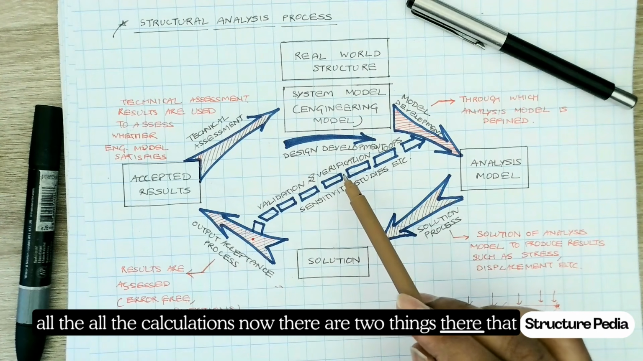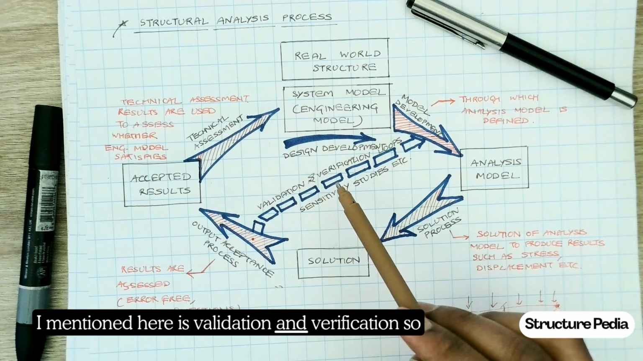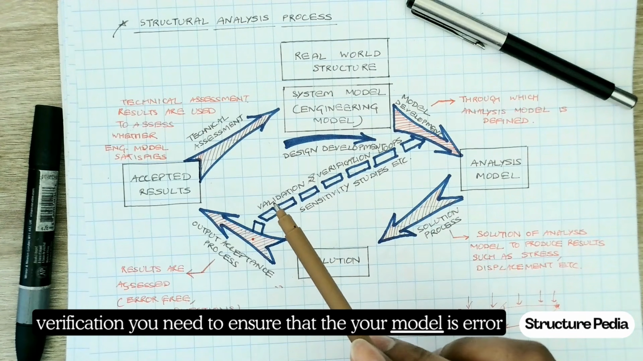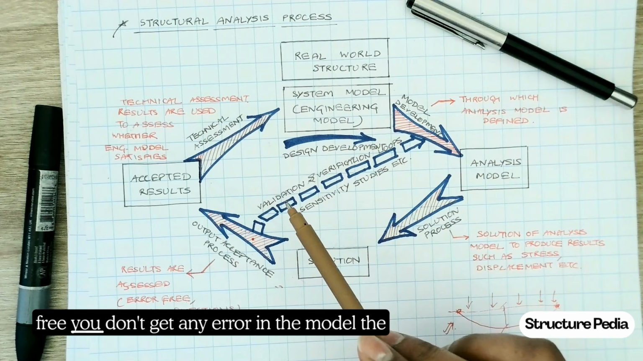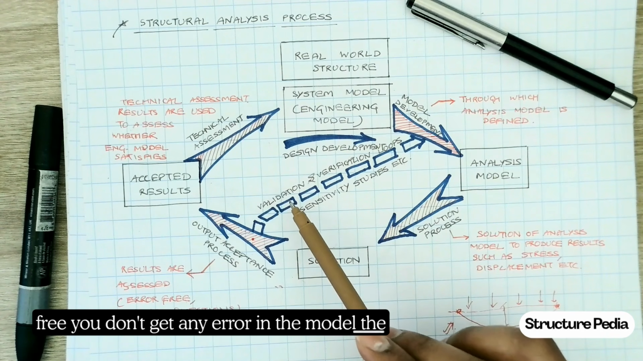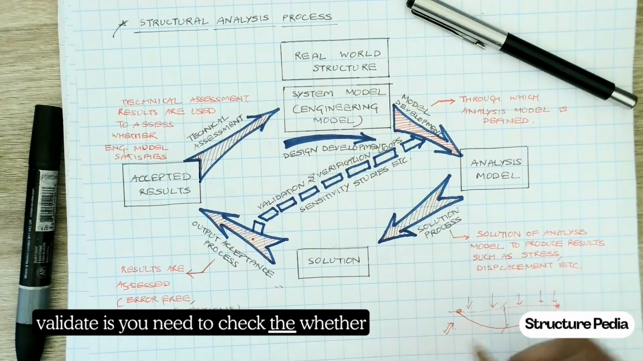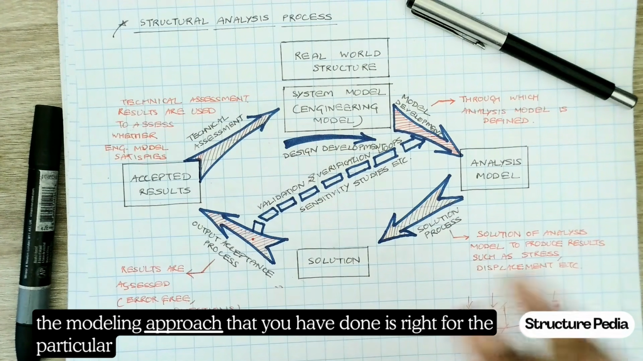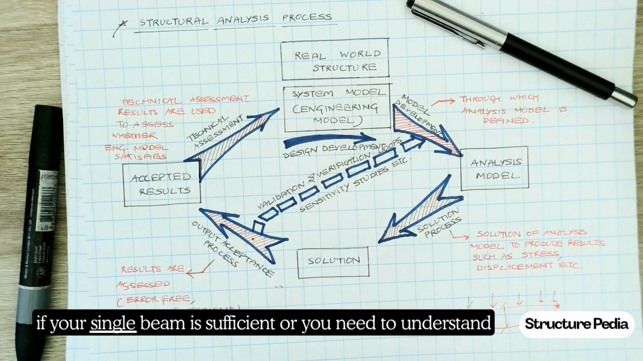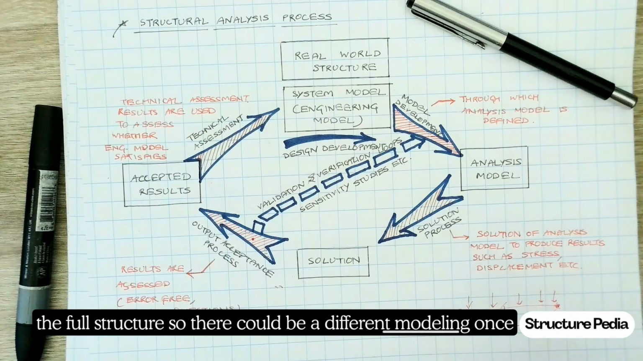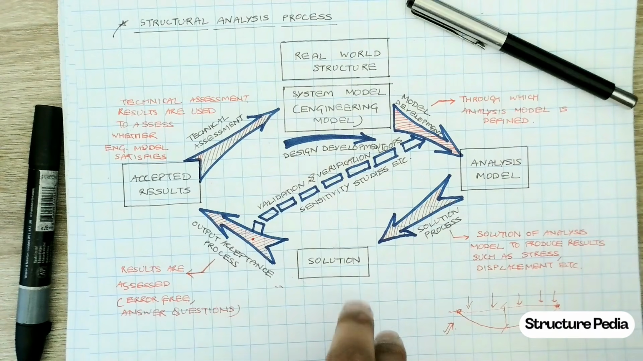Now there are two things that I mentioned here: validation and verification. Verification, you need to ensure that your model is error free, you don't get any error in the model. Validation is you need to check whether the modeling approach that you have done is right for the particular scenario. So if your single beam is sufficient, or you need frames to understand the full structure. So there could be different modeling approaches.